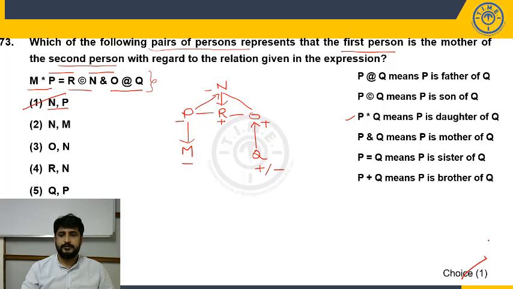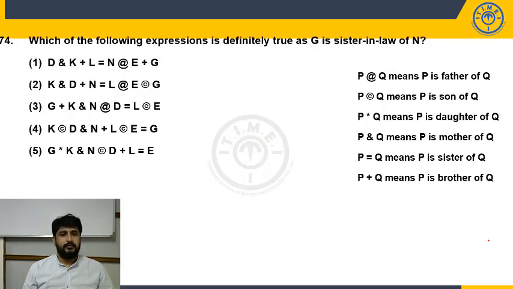Now to the next question. Which of the following expressions is definitely true as G is the sister-in-law of N? Okay. We have to go through the choices. We have to substitute each and every choice and decide which option will satisfy this condition. G is a sister-in-law of N. Now let's take the first.